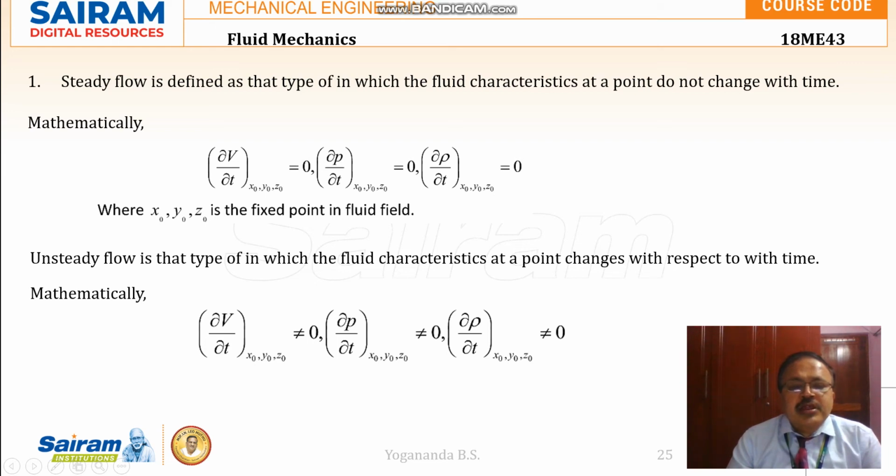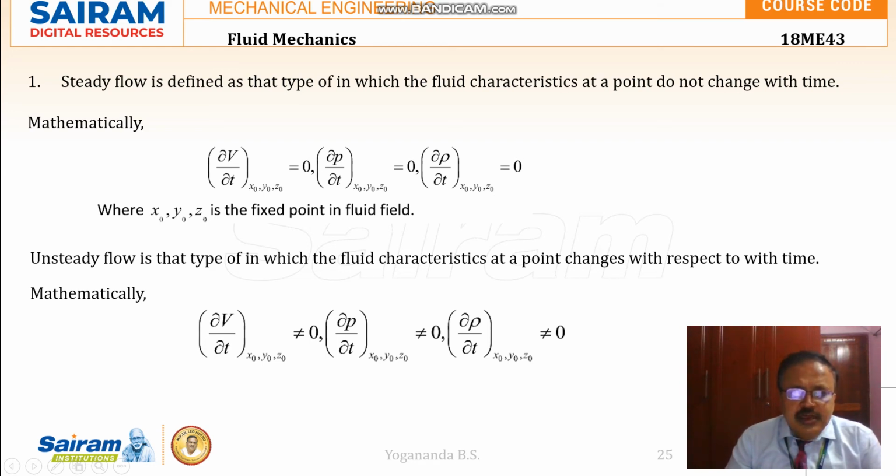Similarly, pressure with respect to time is also 0. And density with respect to time, del rho by del T, will be equal to 0. So at a fixed point, there is change in the time, but the fluid properties, velocity, pressure and density, will not change with respect to time. So the flow will be called steady flow.